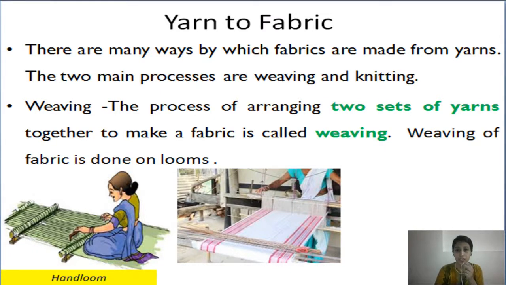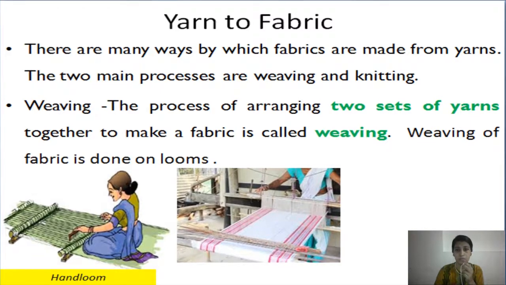What do you mean by weaving? The process of arranging two sets of yarns together to make a fabric is called weaving. See this first figure. Two sets of yarns, one from here and another from this side, are arranged together to make a fabric. That process is called weaving. Weaving of fabric is done on looms. See the second figure, it is also done on looms.